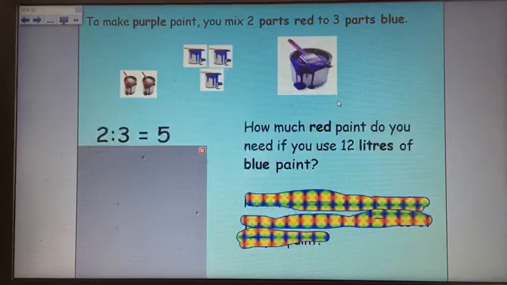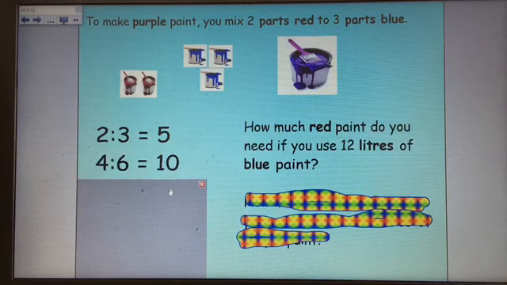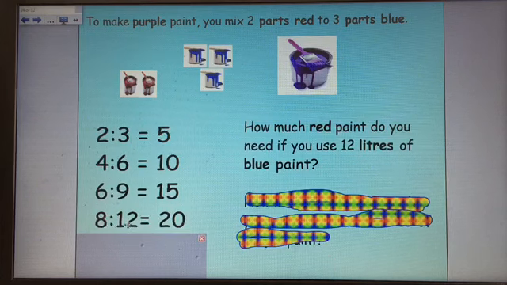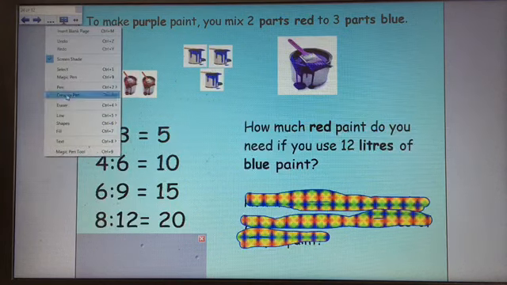Okay, so let's have a look at the next question. You might want to press pause and do this one on your own. If you're not too sure, I'll go for it now. How much red paint do you need if you use 12 litres of blue paint? So if I move this down now, you can see that you're going up in 3s of the blue paint. So 12 litres, you need 8 litres of red paint. Let's have a look at the next question.